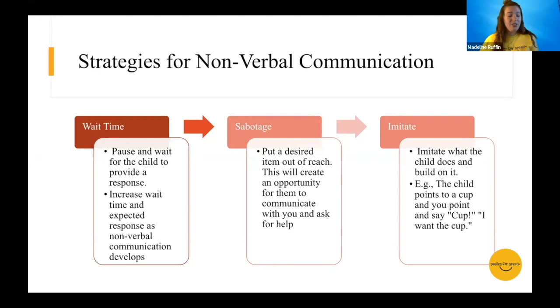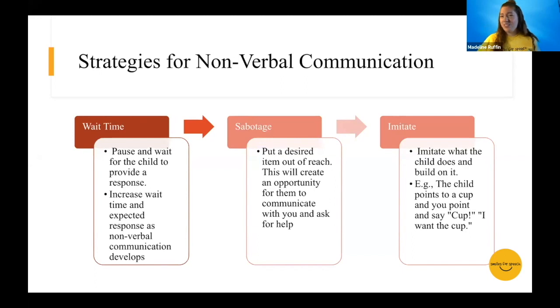We're going to build that up to maybe 15 seconds. And we're going to start small with what we expect by looking for maybe eye gaze, and then build that up to something a little bit deeper, like a gesture, and then a gesture used in a formal language, like a sign, like more. So we're going to build on this wait time and help children see that they have power in their communication, even if that communication doesn't have words associated with it. Another strategy is what's called sabotage.